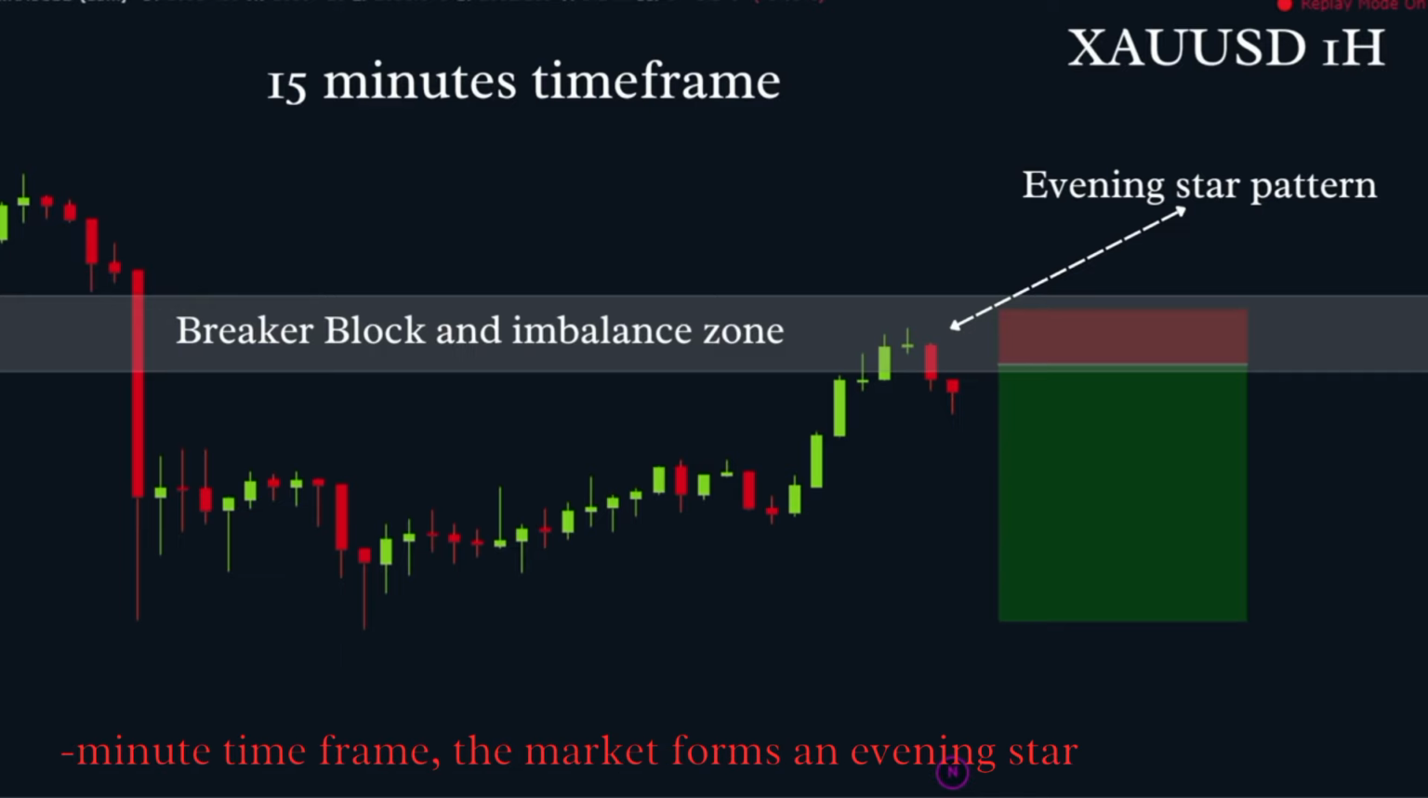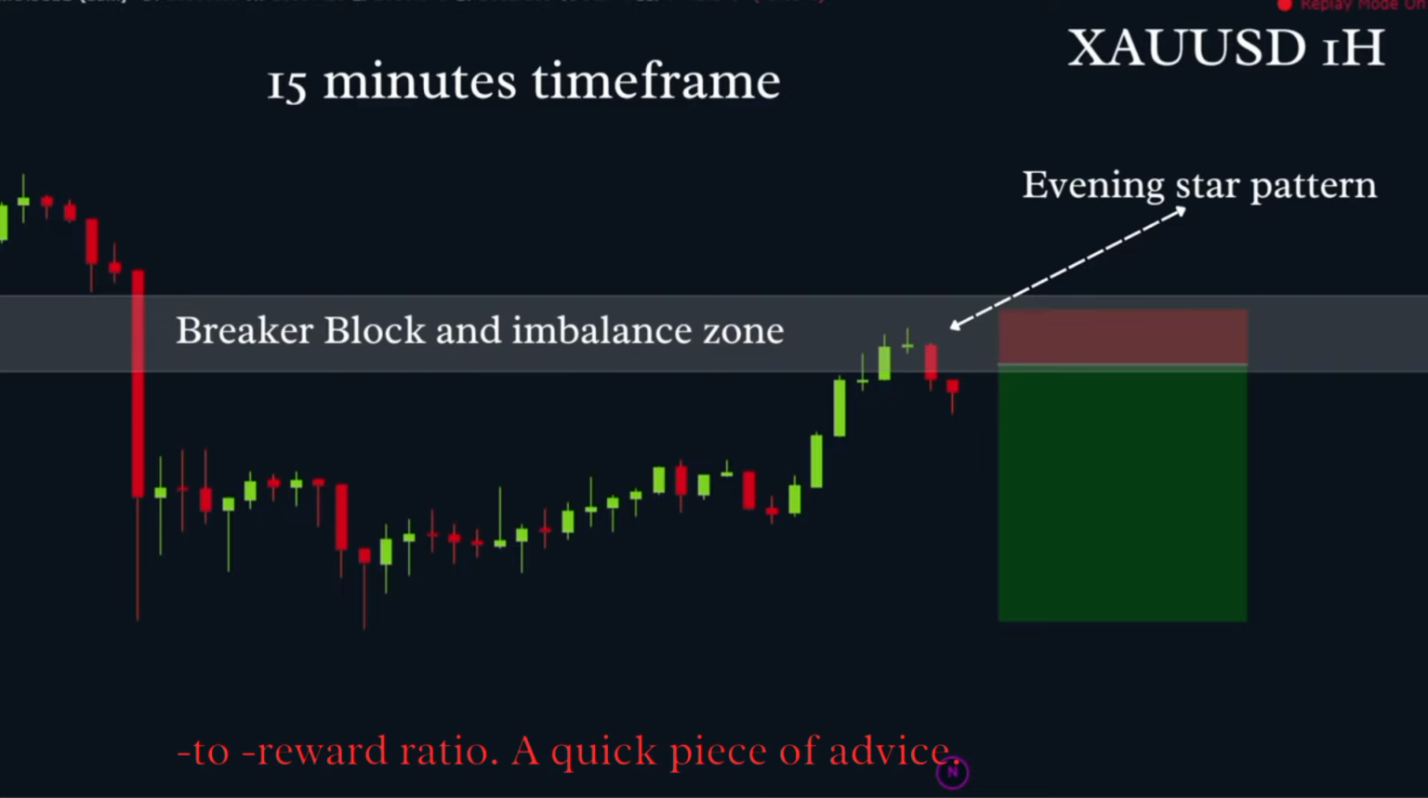Here, on the 15-minute time frame, the market forms an evening star candlestick pattern, a strong reversal signal, at the breaker block and FVG zone. Set a limit order at 50% of the evening star pattern to reduce the risk ratio, and place the stop loss a few pips above the pattern. Target the next support zone on the higher time frame or aim for a 1.3 risk to reward ratio.